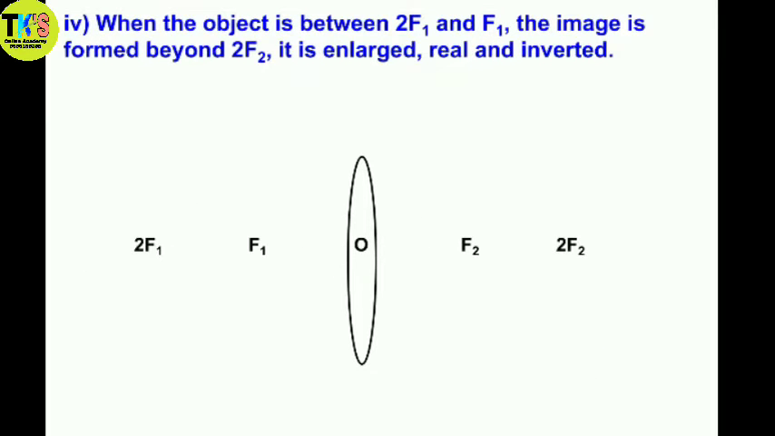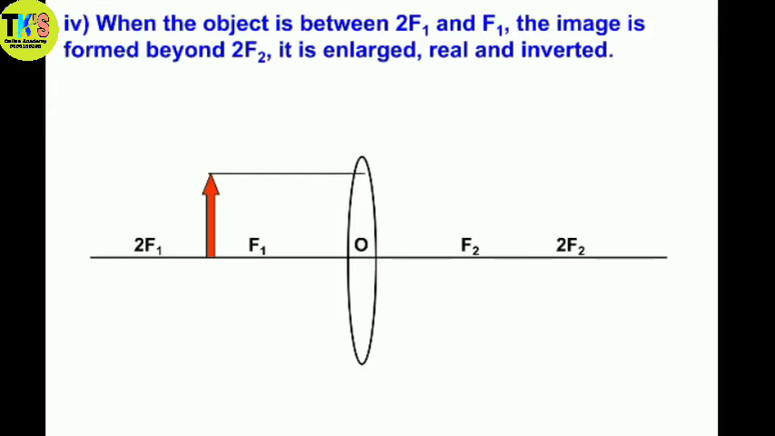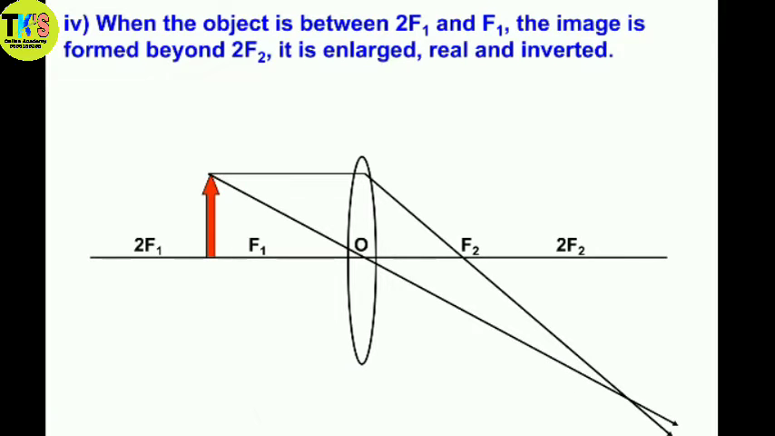Fourth case, when the object is between 2 times f1 and f1, the image is formed beyond 2 times f2. It is enlarged, real and inverted. Let's see in this slide, dear viewers. Obviously, the image is formed beyond 2 times f2.